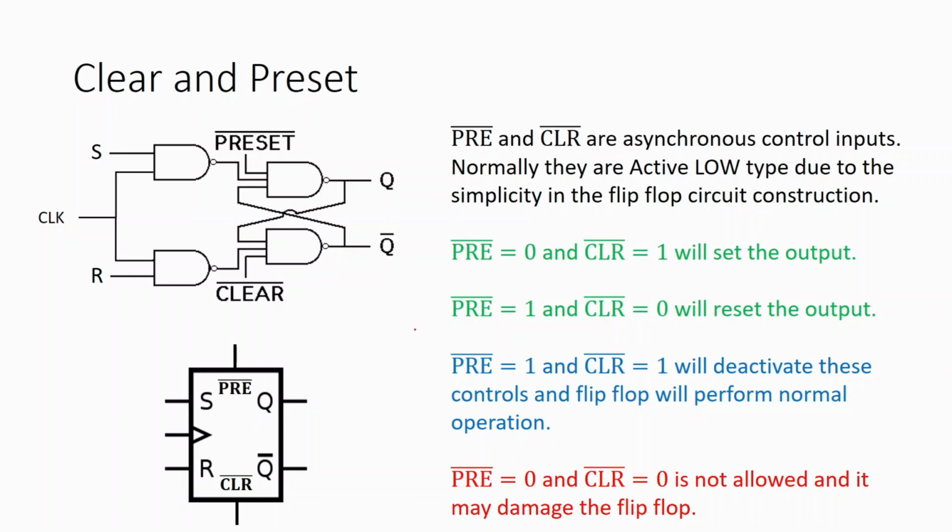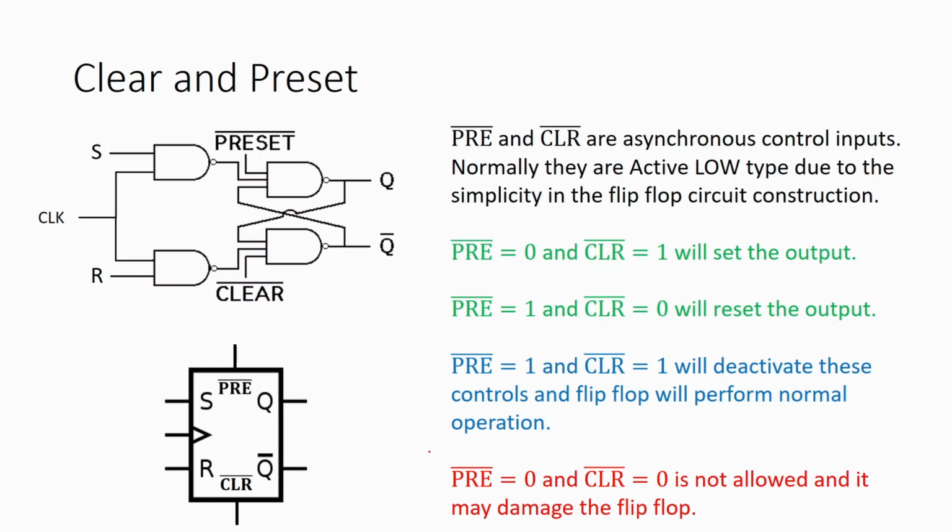If preset and clear are both 0, then there is a problem. It is not allowed. So you must not give preset and clear both 0. You should not try to activate both at the same time, because the circuit will be confused, because it will try to set 1 here, both 1, and both 1 will confuse the circuit, because it will lead to some unstable conditions. It may damage the flip flop.